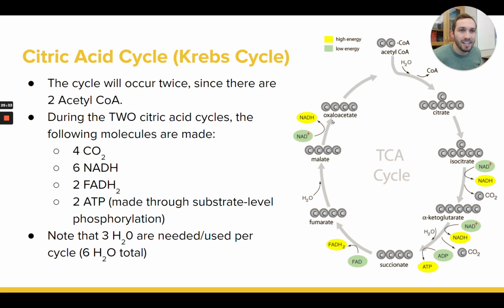And then one last thing I'll note here is that there was actually some water that we used. We used 1, 2, 3 molecules of water in the Krebs cycle, and that's going to happen twice. So there's really 6 molecules of water that we are going to use during the Krebs cycle. Just remember that for now.